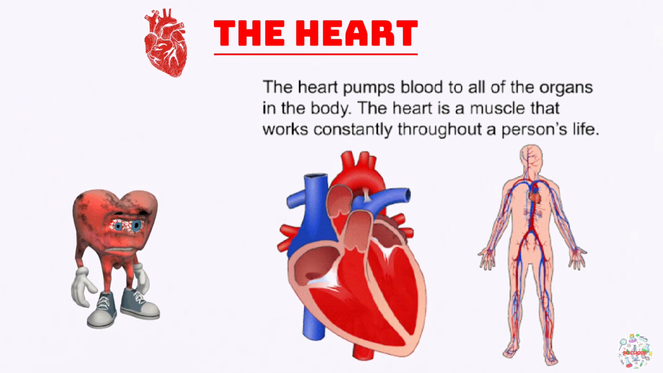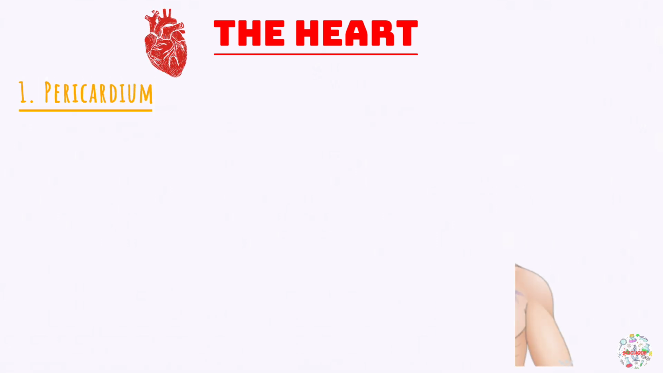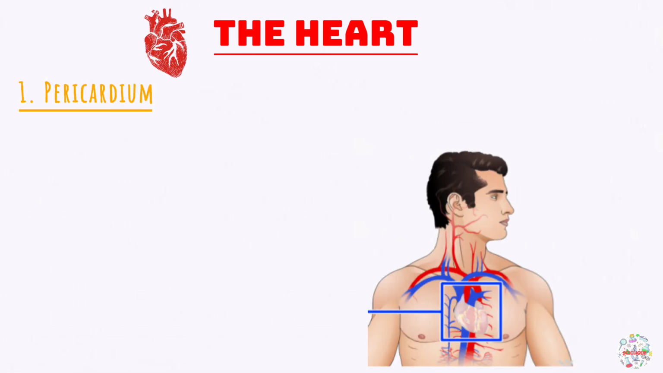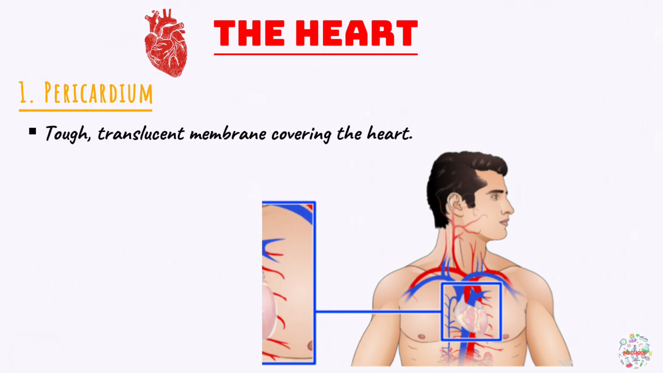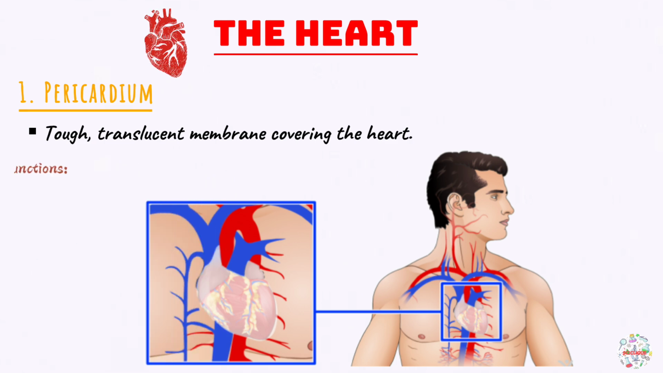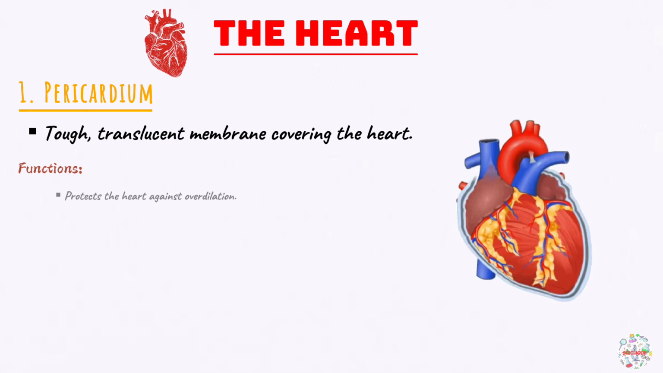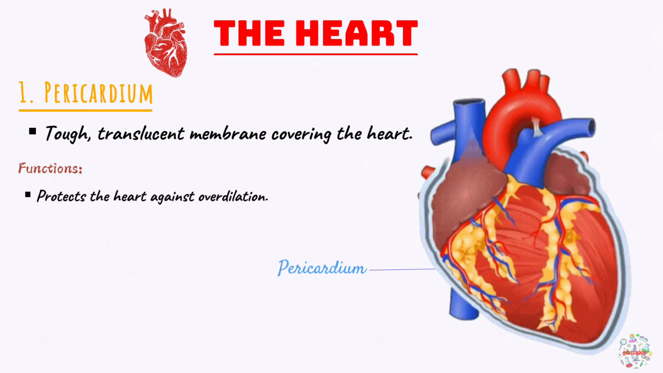Now, when you talk about the very external part of the heart, we have the pericardium. So, the pericardium is a tough, translucent membrane that surrounds the heart. It has two functions. Function number one is that it protects the heart against overdilation. Okay, what do I mean by this?